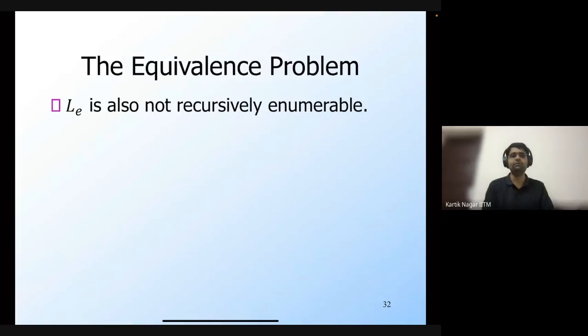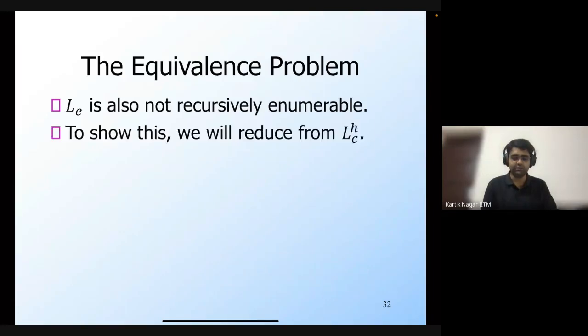But an undecidable problem can still be recursively enumerable, right? So for that we define this class of semi-decidable problems. So the next question that you have to ask is: is this equivalence problem semi-decidable? And the answer for that is also no. So it's not even recursively enumerable.